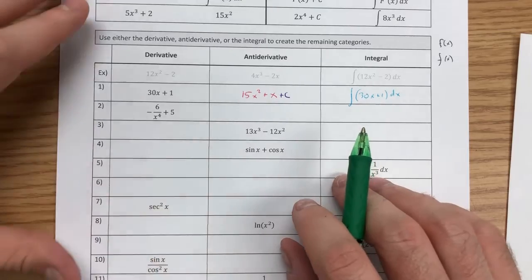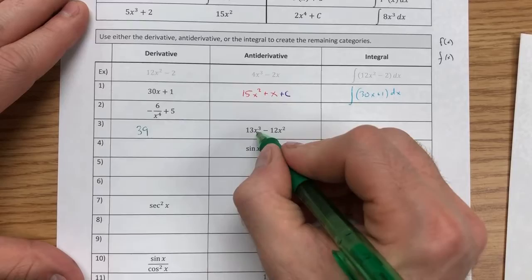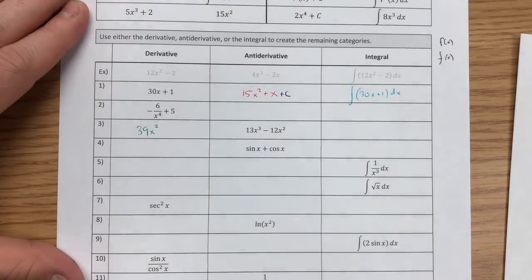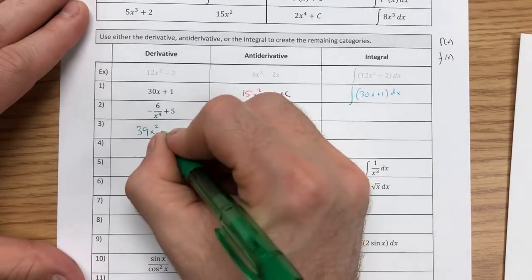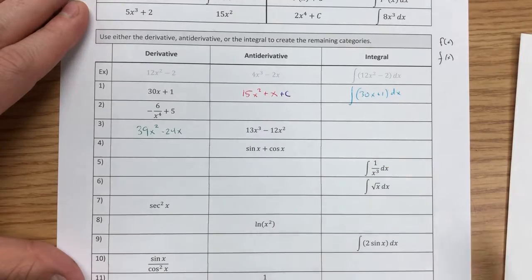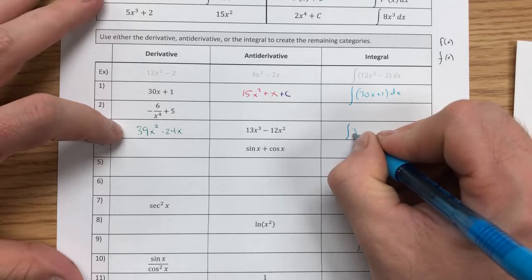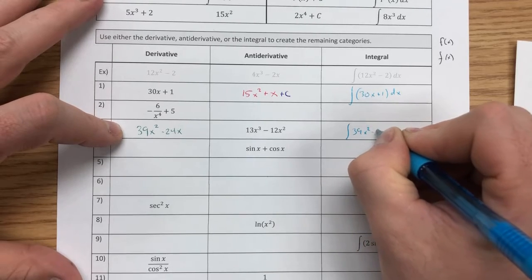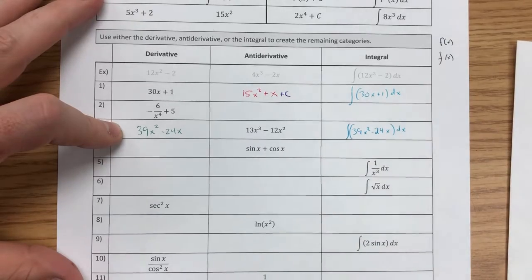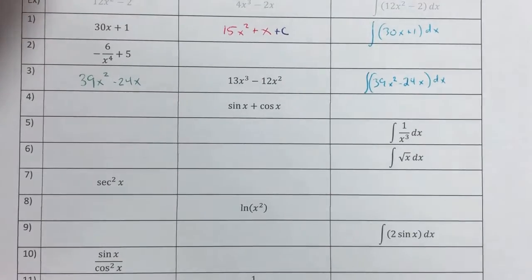I just take the derivative and I say, okay, 3 times 13 is going to give me 39. Take away 1 from the power, so that's going to be x squared. Multiply that, so I'm going to get negative 24x. And for integral notation, again, kind of just copy it down. The integral of 39x squared minus 24x dx. There we go. Let's actually zoom in a little bit. I think it's hard to see.